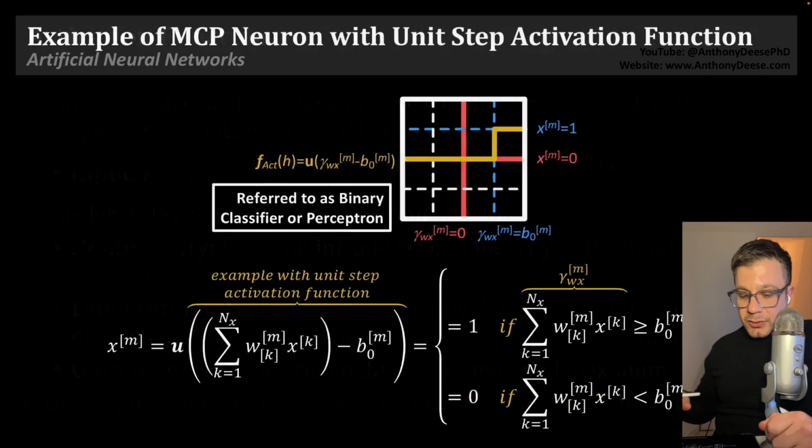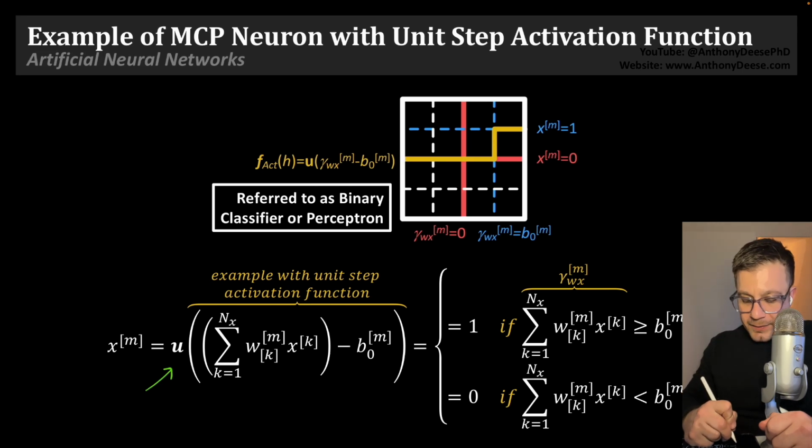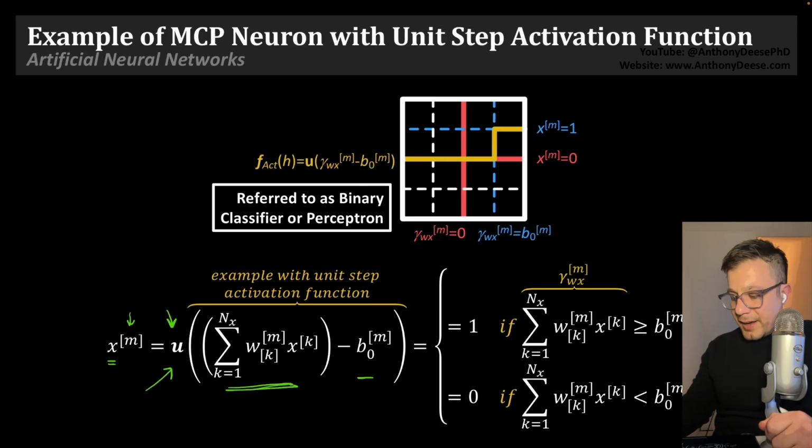discuss in later modules. So here we have an example of a McCullough-Pitts neuron with a unit step activation function. I don't think there's a need for me to discuss this equation again. The state generated by the mth neuron, right? This is generated by applying an activation function, which in this case is the unit step. We apply it to the weighted sum minus the bias offset.